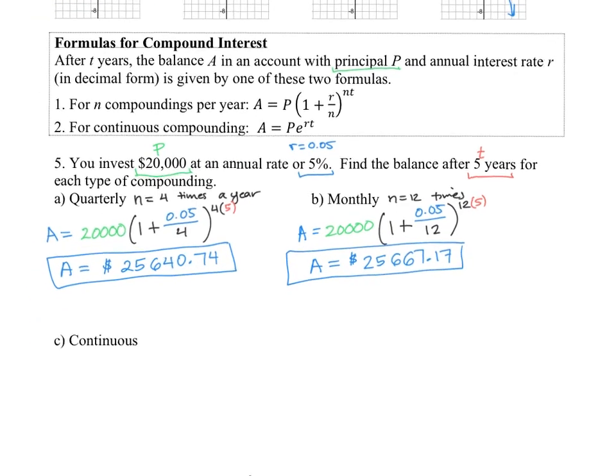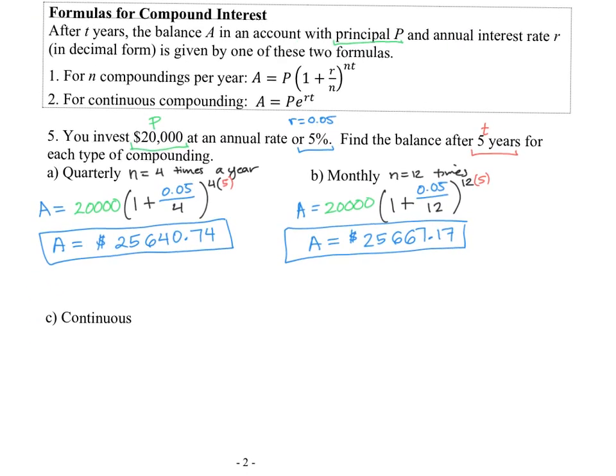Okay, and then the last scenario is if they are continuously compounding it. Okay, if they are continuously compounding it, I'm using a totally different formula. I'm using A equals Pe to the rt. Okay, I'm going to go ahead and plug this in. Let's see, A equals, my principal is 20,000 still. e is a constant, it's 2.7 something. It's on your calculator, so you're going to have to search for it. What is r? My rate is still 0.05. And how many years? 5 years.